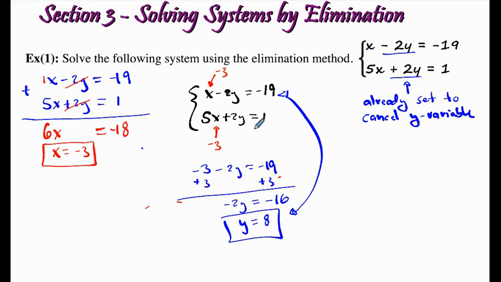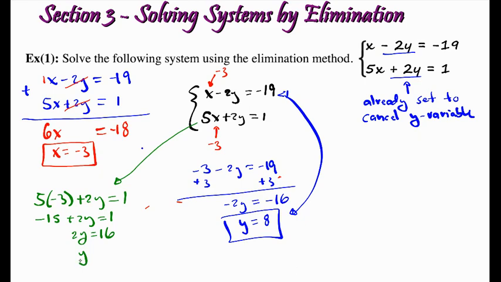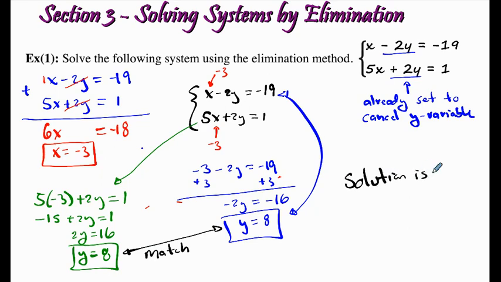We'll do the same thing with the second equation here. So we have 5 times -3 plus 2y equals 1. 5 times -3 is -15 plus 2y equals 1. Add 15 to both sides, and we have 2y equals 16. And when we divide by 2, we get y equals 8. And because we have a match between our y answers, we can now say the solution is x comma y equal to -3 comma 8.